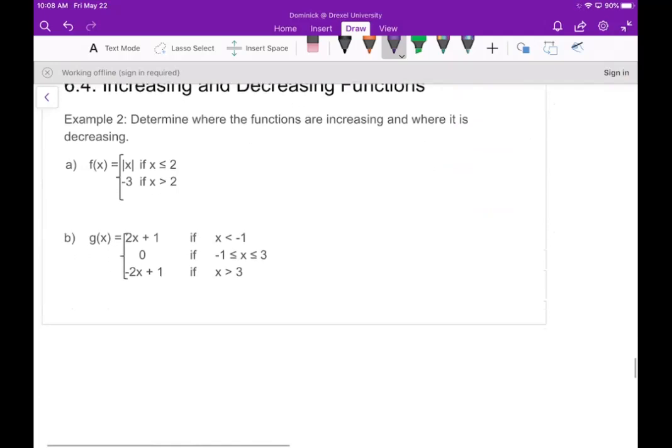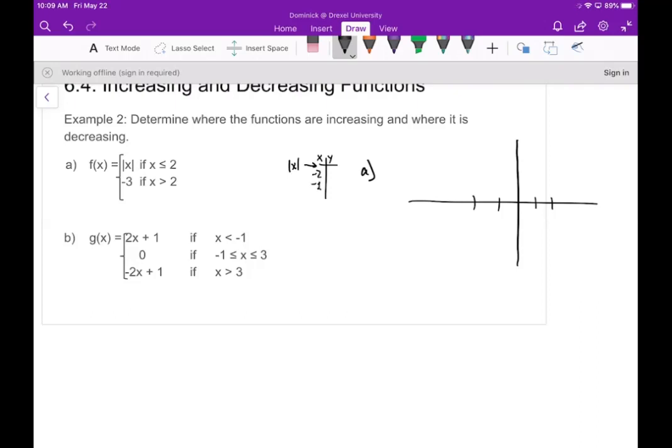Okay, now let's look at how this comes into play for piecewise functions. Now, in part A, we're told that this graph is going to look like the absolute value of x when x is less than or equal to 2. All right. Now, if you look at some values for absolute value of x, you're just making everything positive. So this would be 2, this would be 1, 0, 1, and 2.